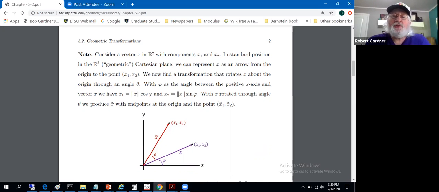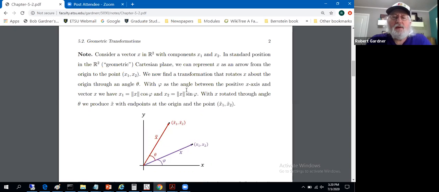Consider a vector x in R2 with components x1 and x2. So here's that vector in R2, drawn in standard position. We represent it as the arrow in blue in the picture. We now find a transformation that rotates vector x about the origin through an angle theta. So we want to take this vector x, rotate it about the origin through an angle theta. That'll yield this image. When we get the image of vector x under some transformation, we're going to denote it x tilde. So this will be the notation used in this section.